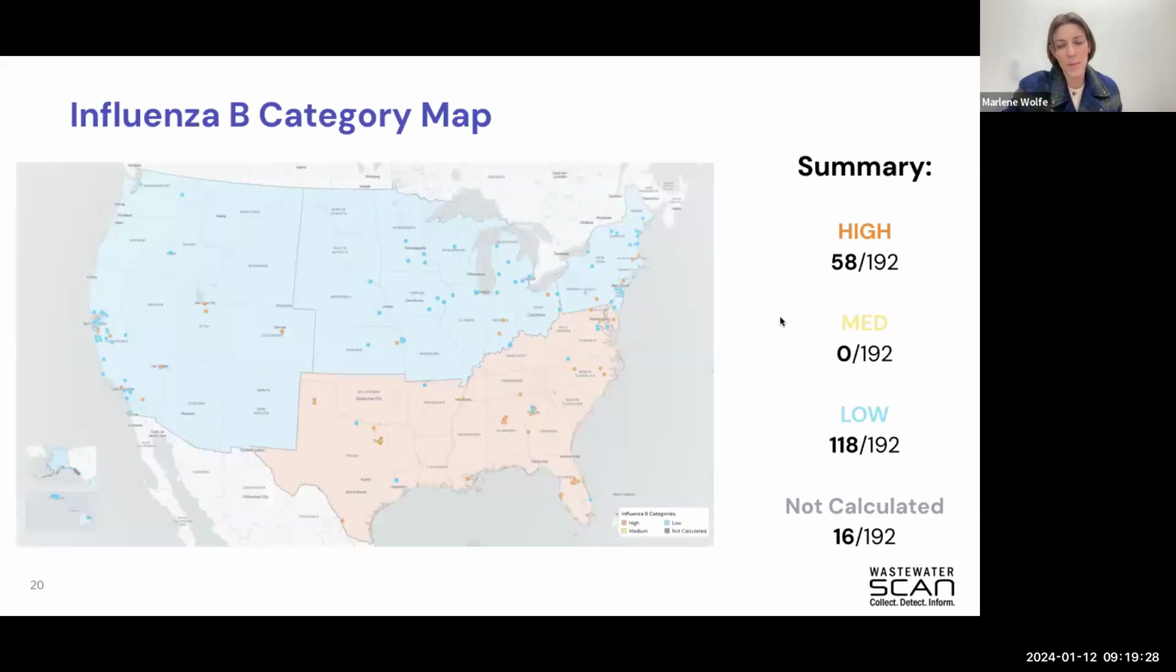This is the category map, so you can see that the South is in the high category for influenza B, and a number of sites, 58 of 192, are also in the high category. So a good amount of influenza B going around when you drill in on the individual site level.